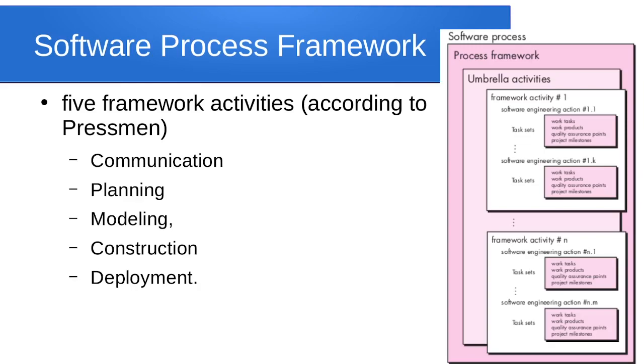So now we have to understand here that these framework activities will have certain actions, and these actions will have a set of tasks. So one framework activity may have multiple actions. Suppose it was the communication phase. So in the communication activity, there might be certain actions, right?